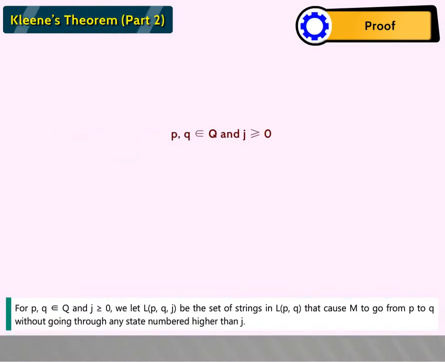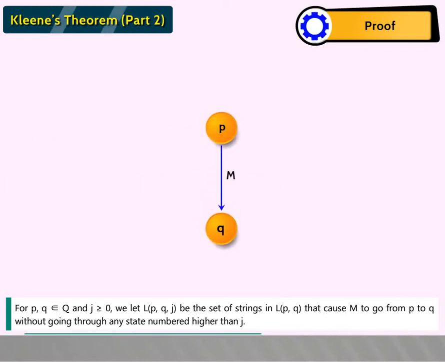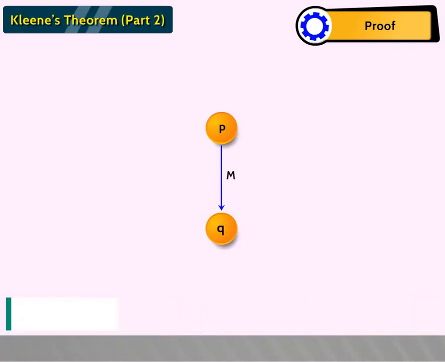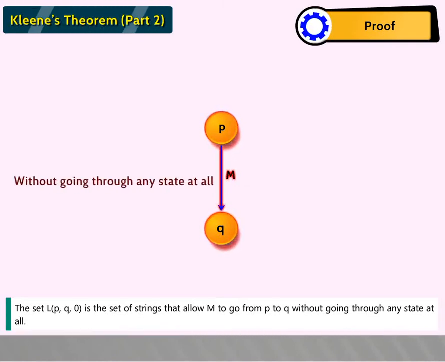For p, q belonging to Q and j greater than or equal to 0, we let L(p, q, j) be the set of strings in L(p, q) that cause M to go from p to q without going through any state numbered higher than j. The set L(p, q, 0) is the set of strings that allow M to go from p to q without going through any state at all.